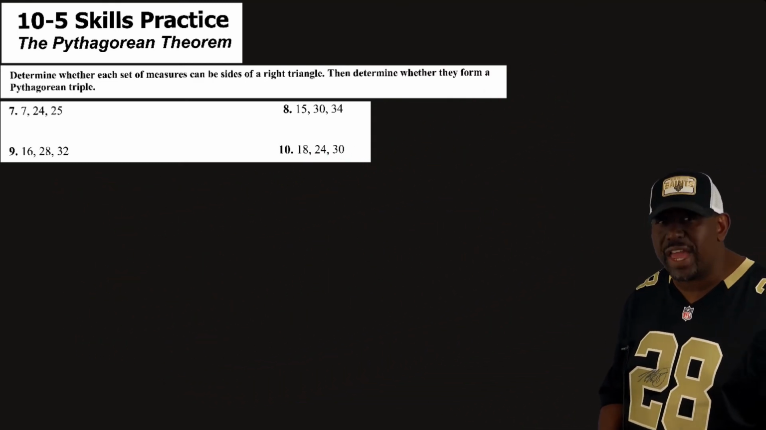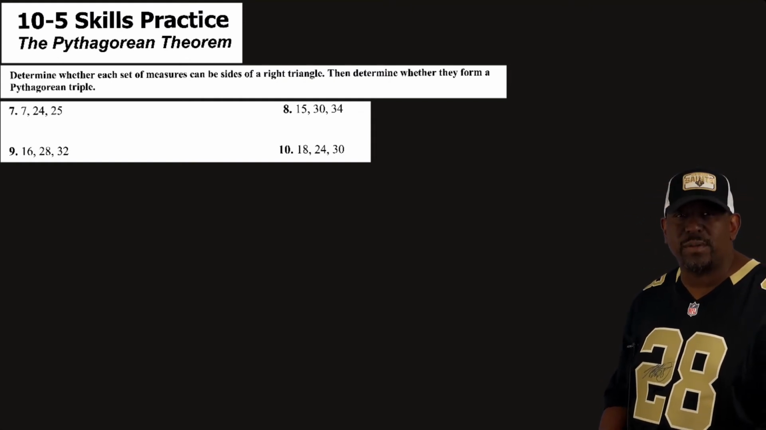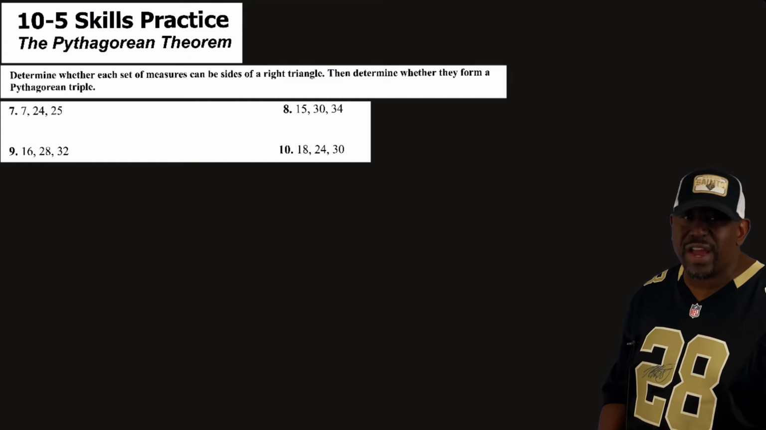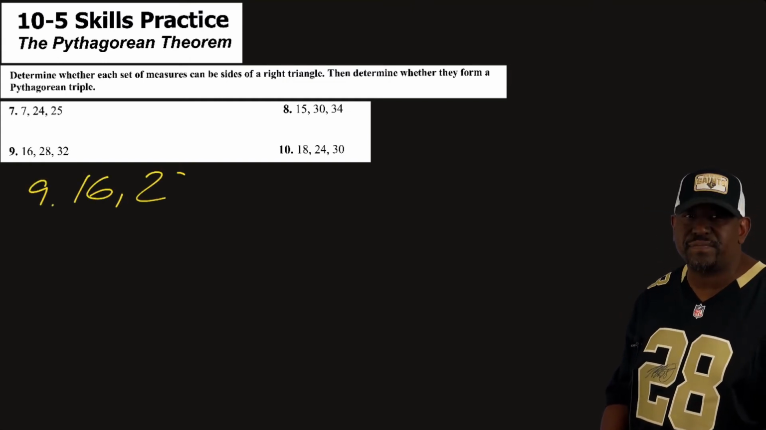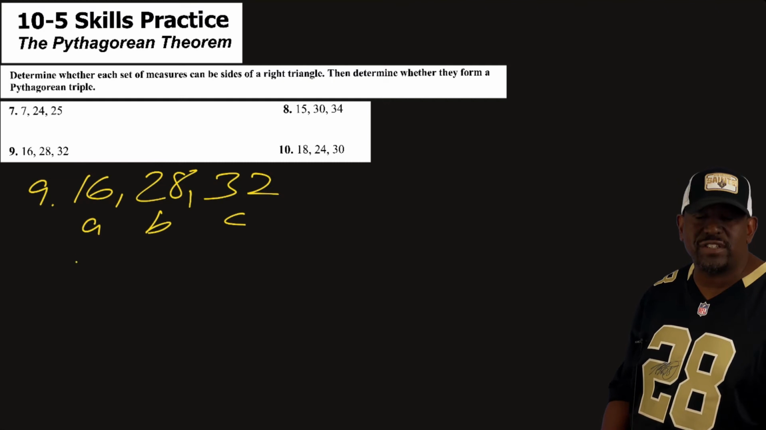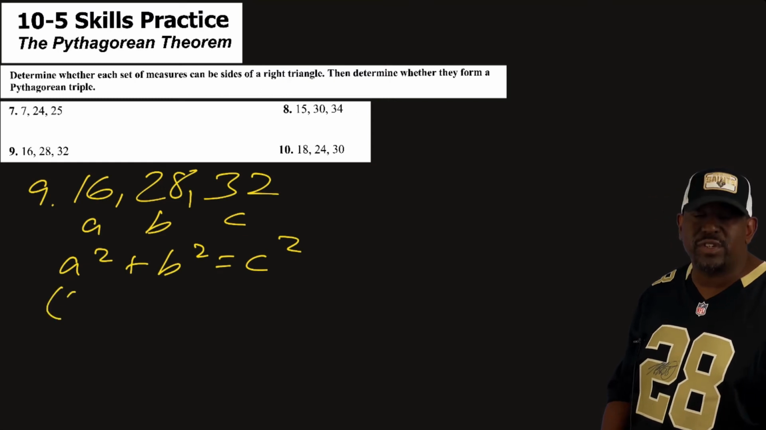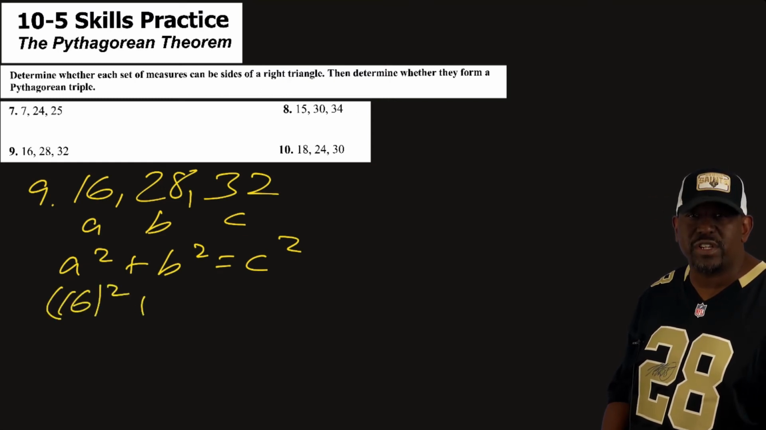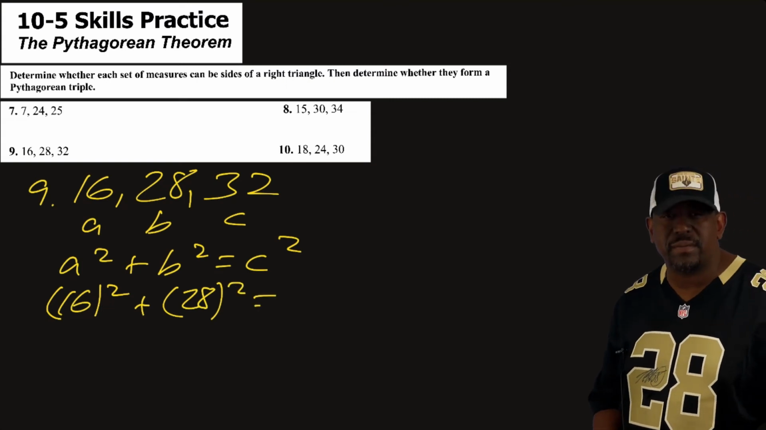So in that problem, we had yes to both questions. So let's see if we can have a problem where it won't work out. So that's why we keep doing problems. So now we do number 9. Our sides are 16, 28, and 32. We label the sides accordingly. Shortest side is A, middle side is B, the longest side is C. We substitute it into a squared plus b squared equals c squared, and we see that both sides of the equal sign will be the same.